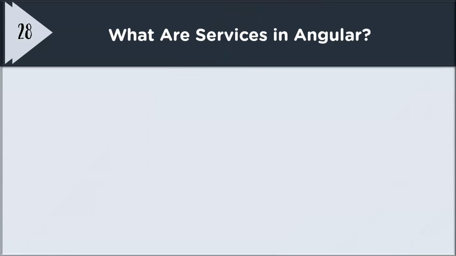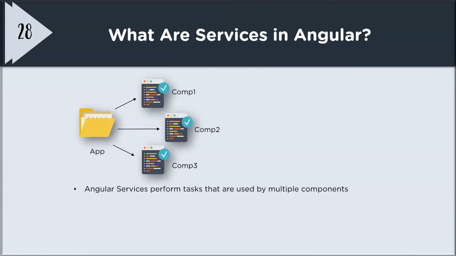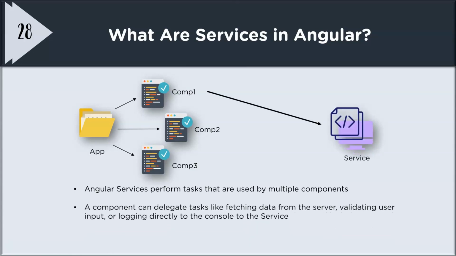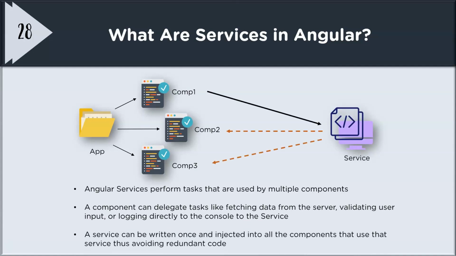Moving ahead, what are services in Angular? Angular services perform tasks that are used by multiple components. Now these tasks could be data fetching, network connections, or database management, among others. They perform all the operational tasks for the components and avoid rewriting of code. A service can be written once and then injected into all the components that use it.